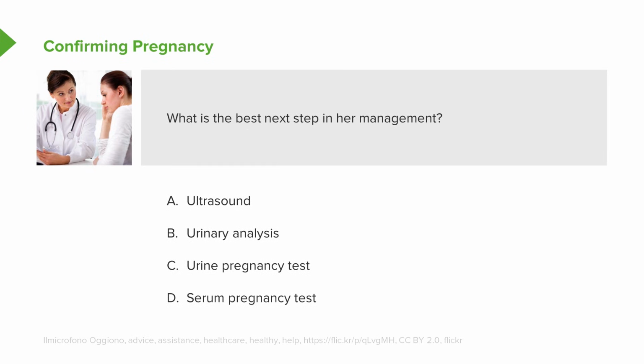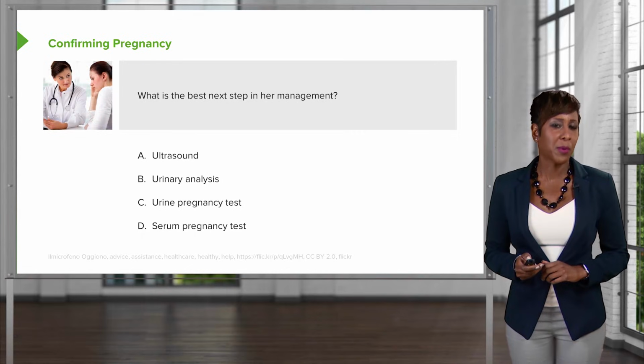What is the next best step in her management? A, ultrasound, B, urinary analysis, C, urine pregnancy test, or D, serum pregnancy test? Let's go through the lecture to figure out what the answer is.